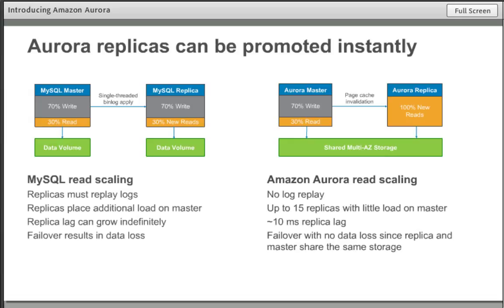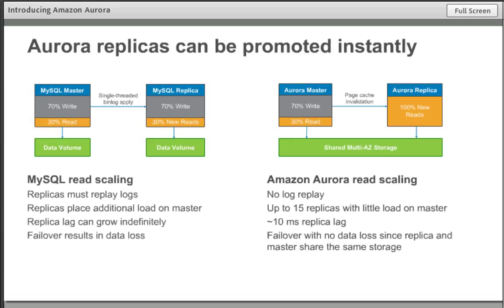The third concern is that lag can lead to data loss in the event of a disaster. So if the replica is behind and the master goes down, there may be a gap where some data that was written to the master is not accessible to the replica. By contrast, since Aurora replicas actually access the same storage system as the master, you don't have that same risk of data loss.